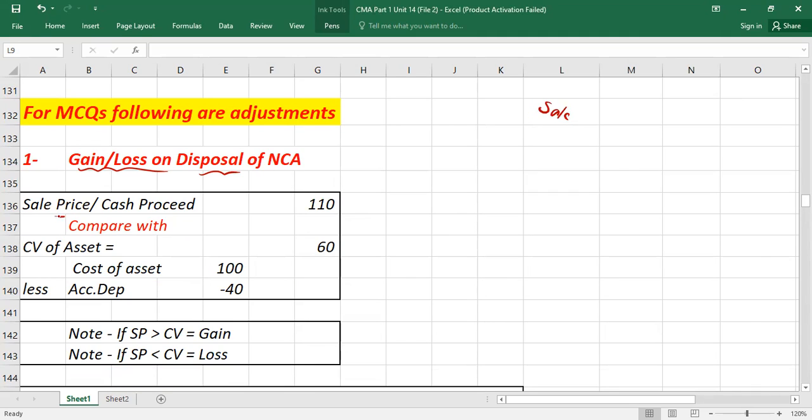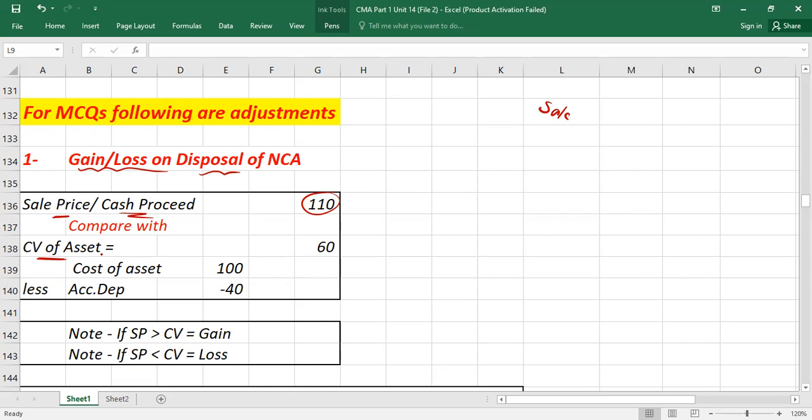Okay, so sale price. Sale price could be given with the name of cash proceed also. Actually, this is the value which we are going to get through the sale of asset, and it will be given. For example, this is the sale price 110. From there, you will deduct carrying value of asset. Carrying value of asset means to say the asset's book value. It's a book value of the asset which you are going to sell.